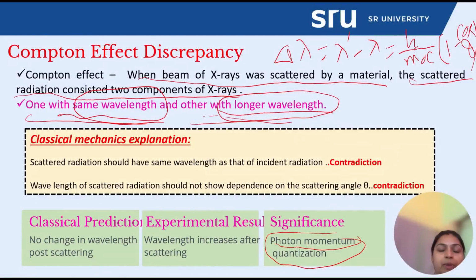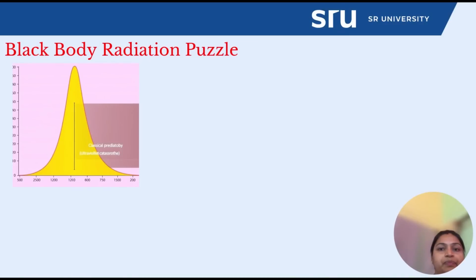Now we'll move to another drawback, or failure, of classical physics, known as black body radiation. A black body is an ideal object that absorbs everything, meaning all incident radiation, and emits radiation at a characteristic spectrum depending only on its temperature. Examples are a furnace cavity, the sun, and heated metals.